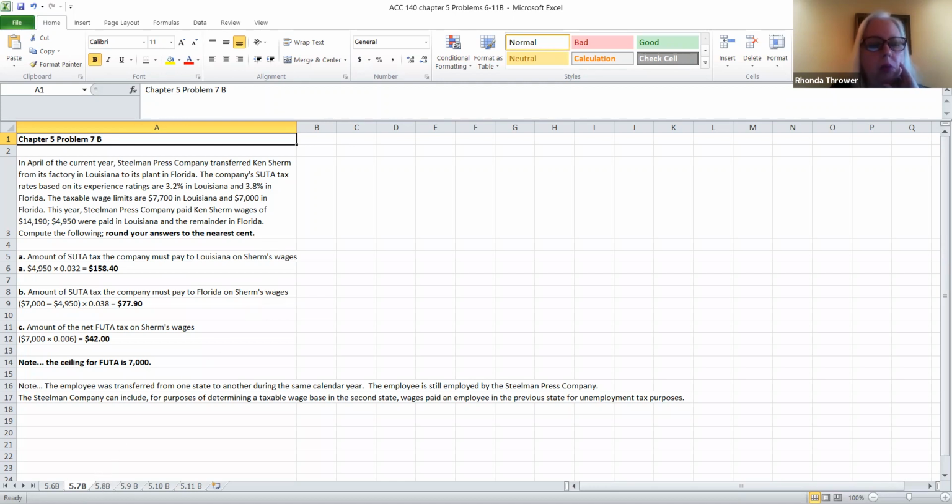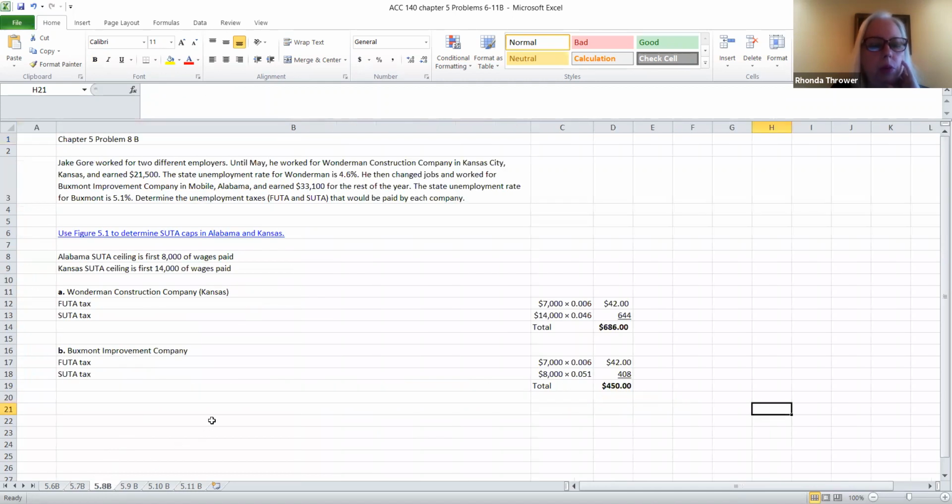So let's go on to the next problem, which is problem 8B. Jake Gore worked for 2 different employers. Now this is a situation where the employee is working for 2 different companies.